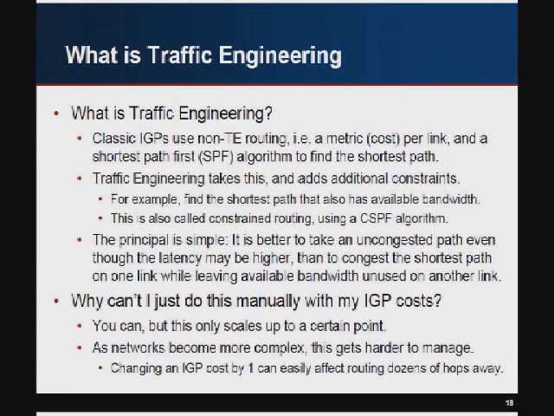So you take your classic IGP, that's what's doing non-constrained, non-TE routing. You have a metric or cost value per link, and you run an SPF algorithm, and it finds the shortest path across these links, and it sends your traffic there. Traffic engineering is also called constraint-based routing, because you're saying, find me the shortest path that also meets this criteria.